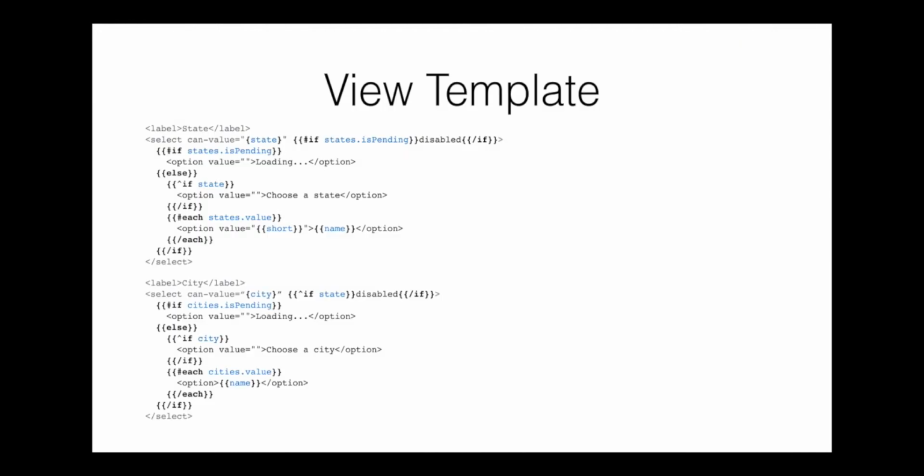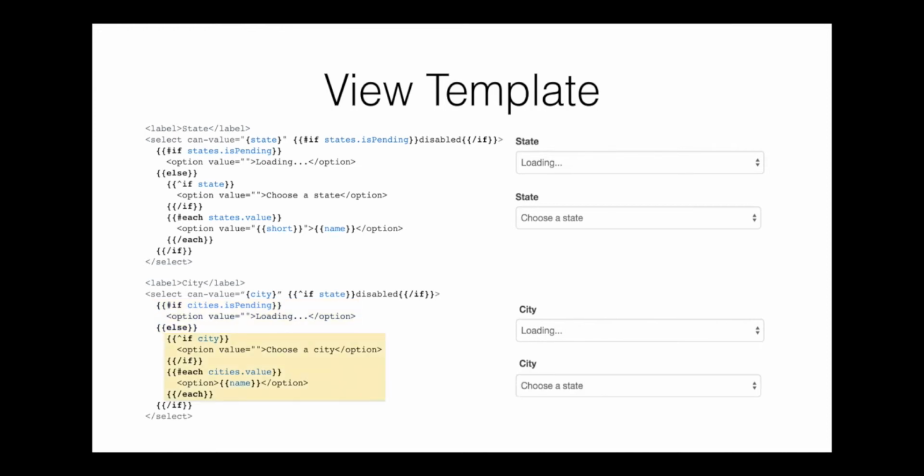Here's our view template. We are strictly handling just the UI logic here, when to show the loading states and when to show the list of available options. Here you can see that if the states are loading, we just display a loading option. And once they have loaded, depending on if the user has selected a state, we'll show a choose state option and then the list of all the states that have loaded. The same thing happens with cities. If cities are loading, we're going to show a loading state. Otherwise, we're going to show the list of all the available cities for that state, and the choose state option if the user hasn't selected a state, or the choose city option if the user hasn't selected a city yet.